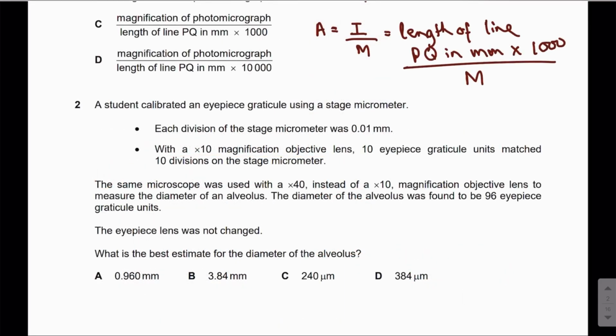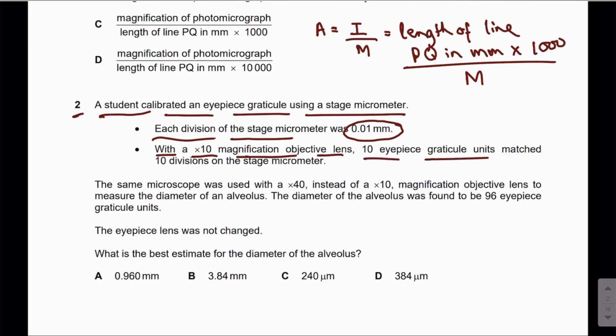Let's move on to MCQ number 2. A student calibrated an eyepiece graticule using a stage micrometer. Each division of the stage micrometer was 0.1 millimeter. With the ×10 magnification objective lens, 10 eyepiece graticule units matched 10 divisions on the stage micrometer.